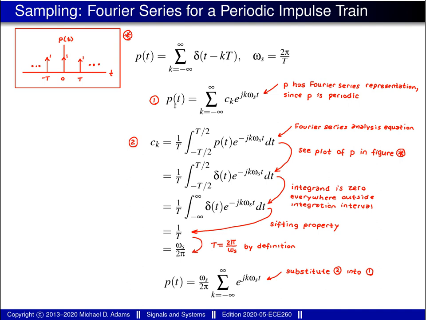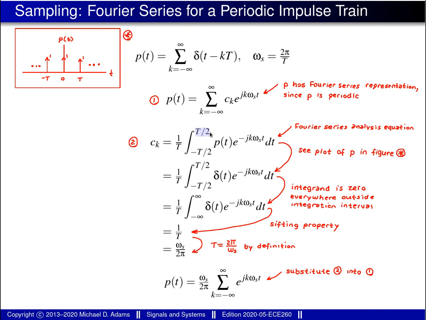Now, since the function p is periodic, it has a Fourier series, so we can write a Fourier series representation for this function, which is this equation here. And the way we compute these Fourier series coefficients, denoted by ck, is using the Fourier series analysis equation, which is this equation here. Now here we've chosen to integrate from minus capital T over 2 to capital T over 2.